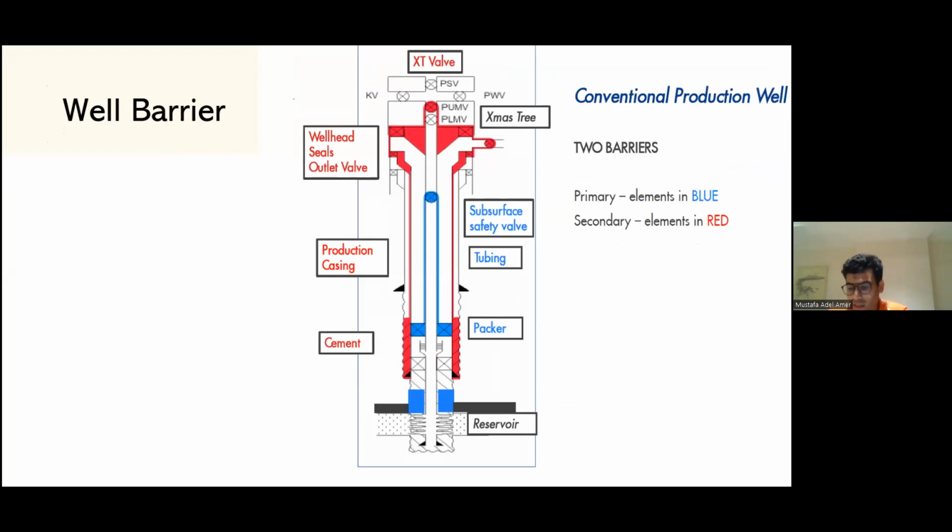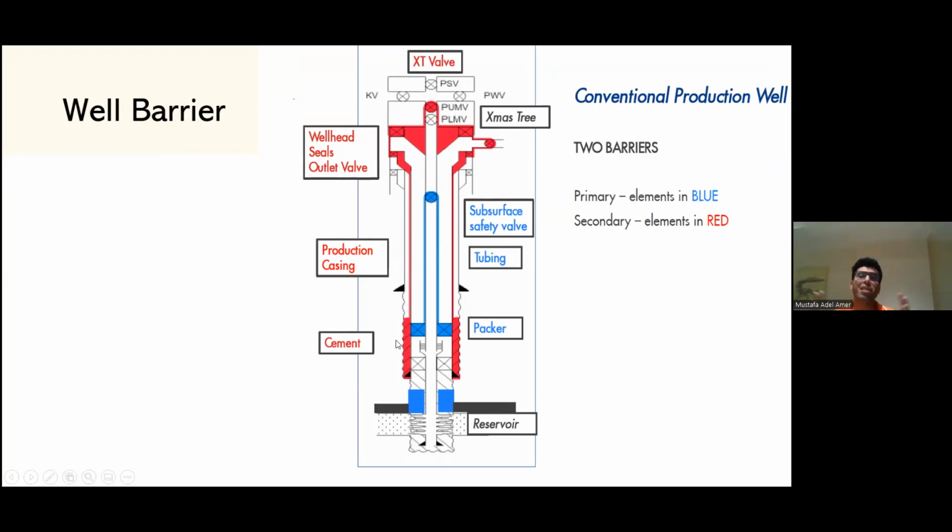Well barriers. That is one of the main things in well integrity management: defining the well barriers for the wells to know if the wells are operating safely or not. For example, in this conventional well case, the blue items show the primary barrier, and the red equipment shows the secondary barrier.